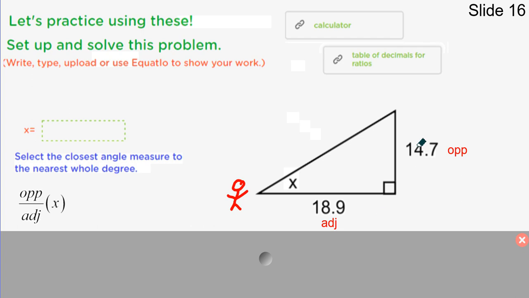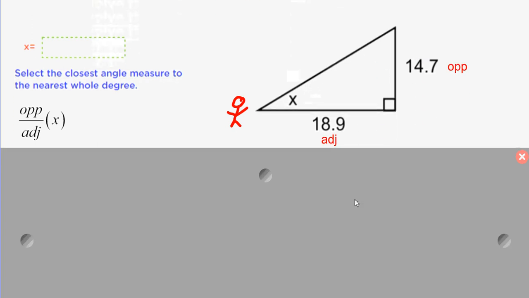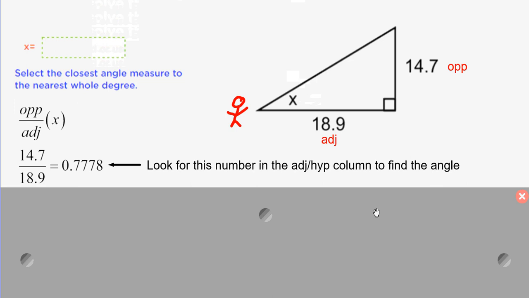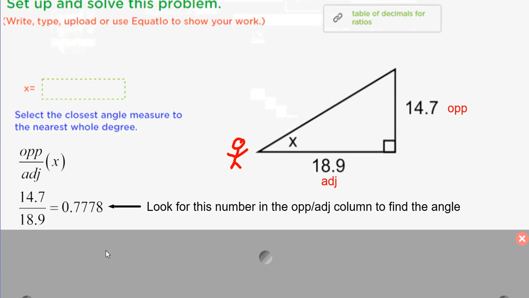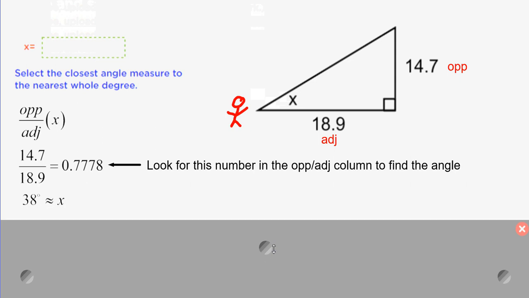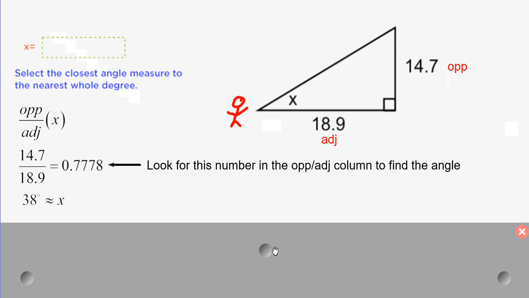And since we have both side lengths, we'll know the decimal ratio to use to help us find the angle measurement. So in that opposite over adjacent column, we're going to look for the decimal ratio that is as close to a match of this as possible, and that will give us the angle measurement that we need. So that's bringing us to about 38 degrees.